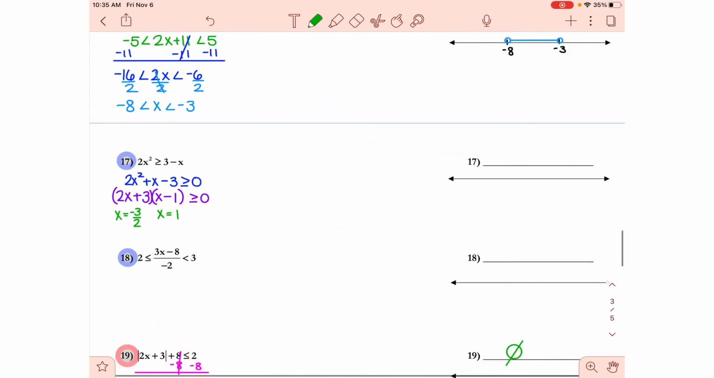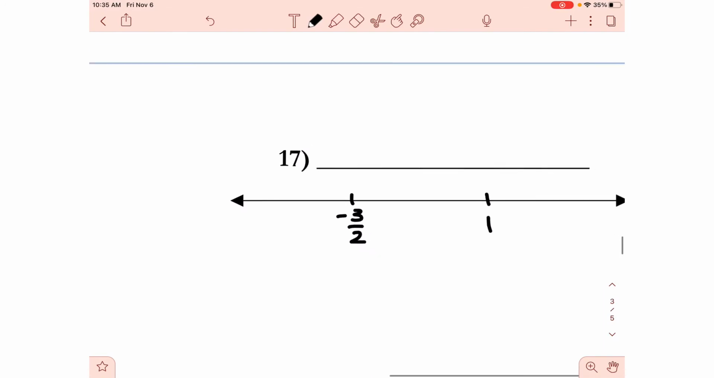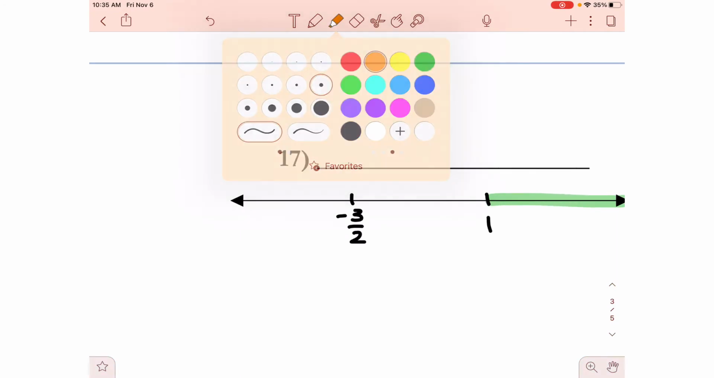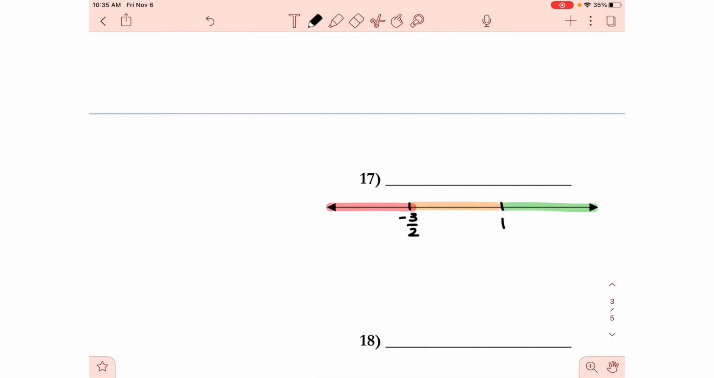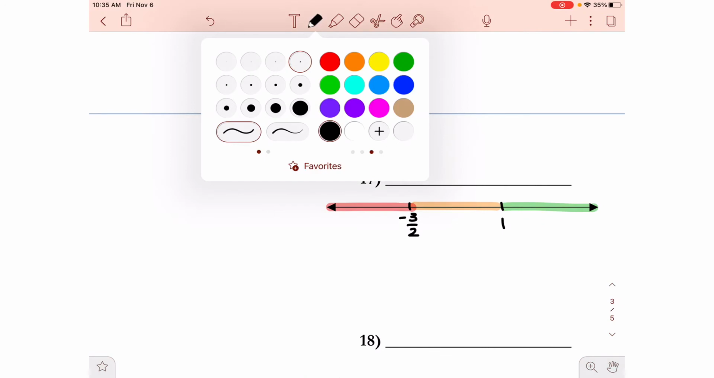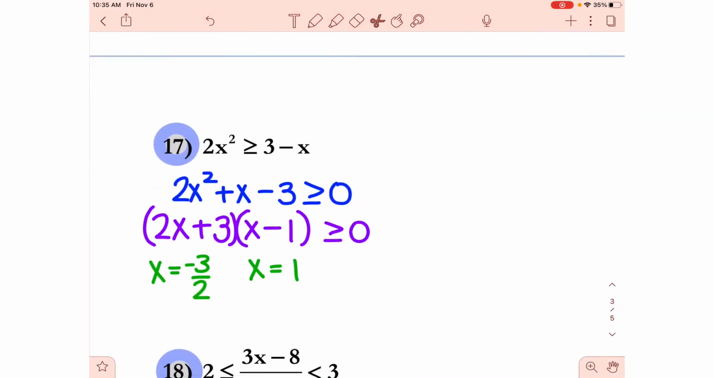So I'm going to go to the number line. I'm going to plot those two: negative 3 over 2 and positive 1. This time I have 3 intervals. So I'm going to test. Now I could plug back into the original equation after I moved everything to one side, but I personally like to plug in to the factored version. So I'm plugging in to this.